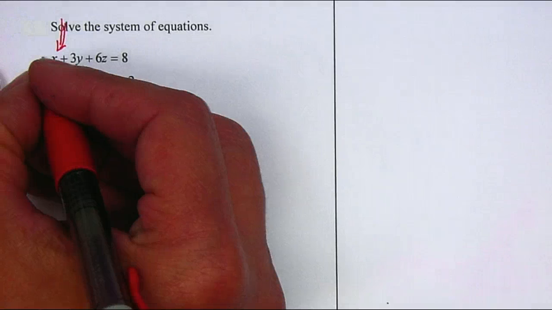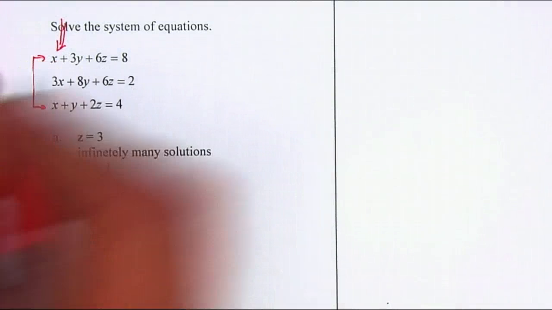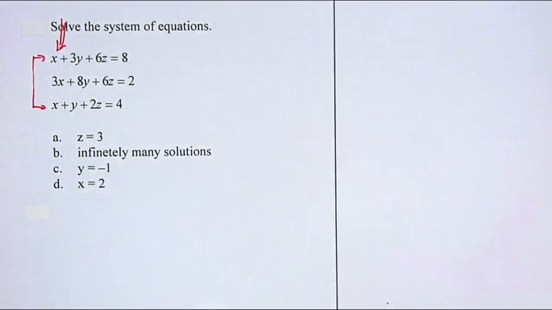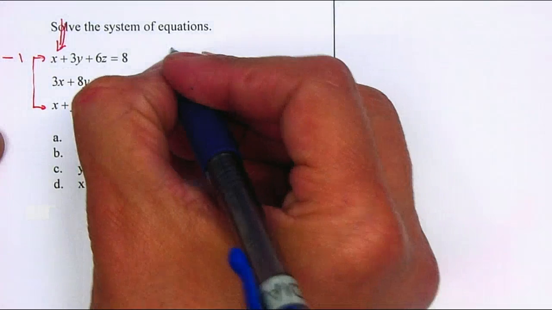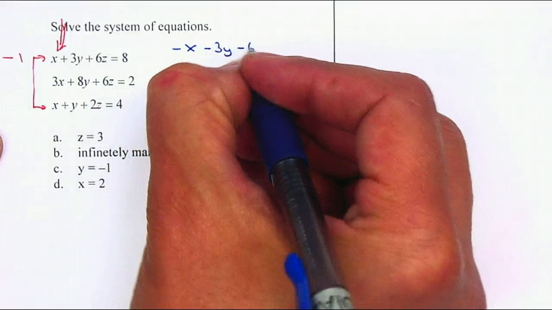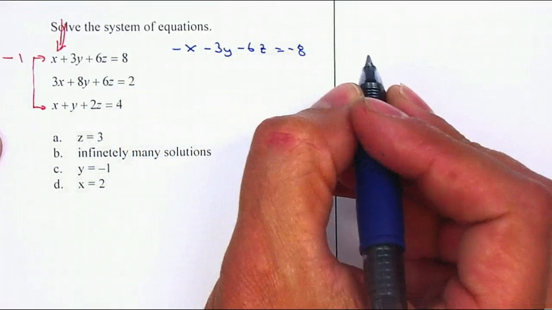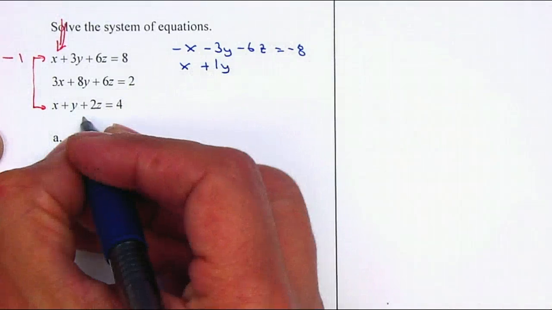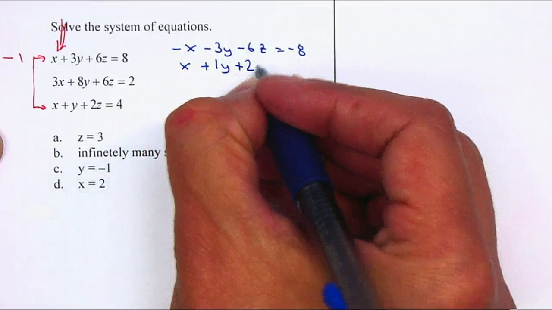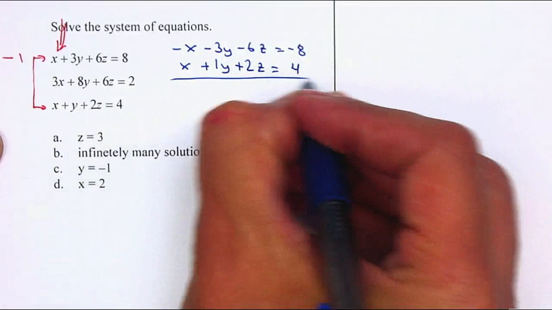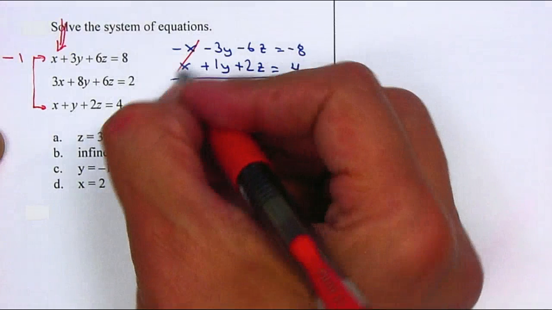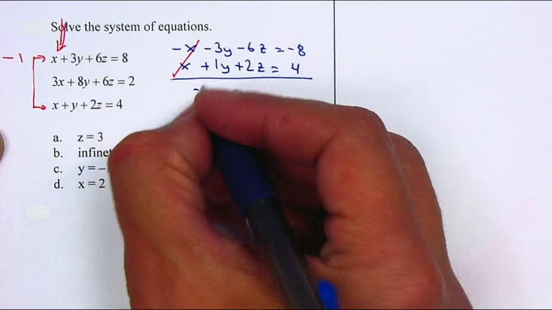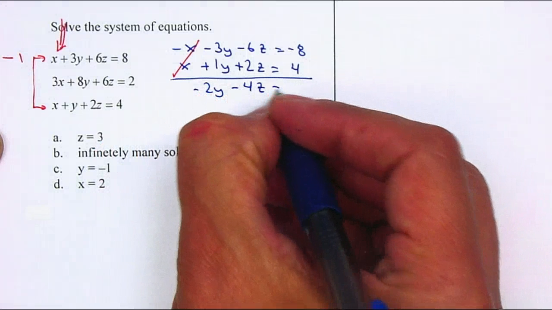So let's see, I'm going to grab the first and the last equation, and I want to cancel the x's, so therefore I'm going to multiply by -1 on the first equation. That gives me a negative x minus 3y minus 6z is equal to -8. The last equation will remain the same. I'm going to place a 1 as a coefficient, plus 2z is equal to 4. Therefore, the x's cancel. We have a negative 2y minus 4z is equal to -8.